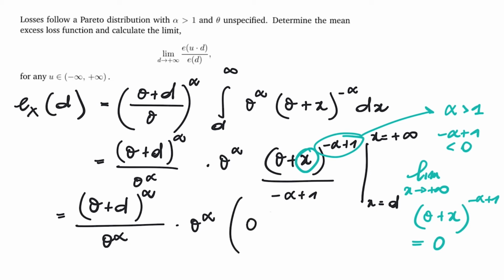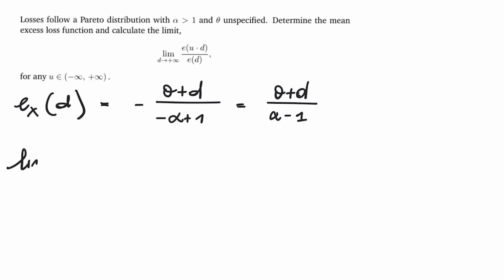For the second part we need to evaluate x equal to d. So this results in (theta plus d) to the power minus alpha plus 1 divided by minus alpha plus 1. We can then simplify this expression to get the following for the mean excess loss function.